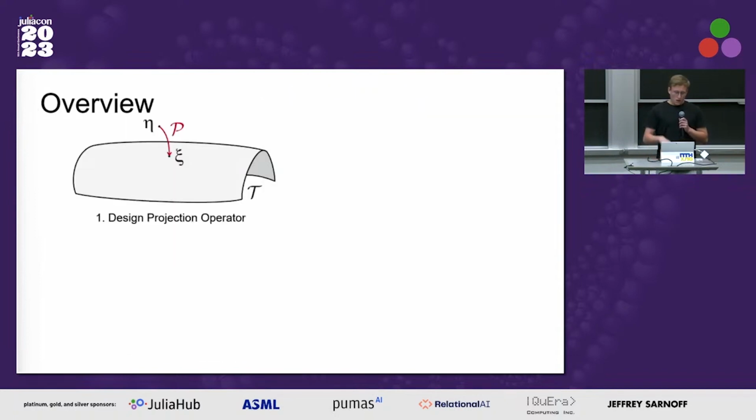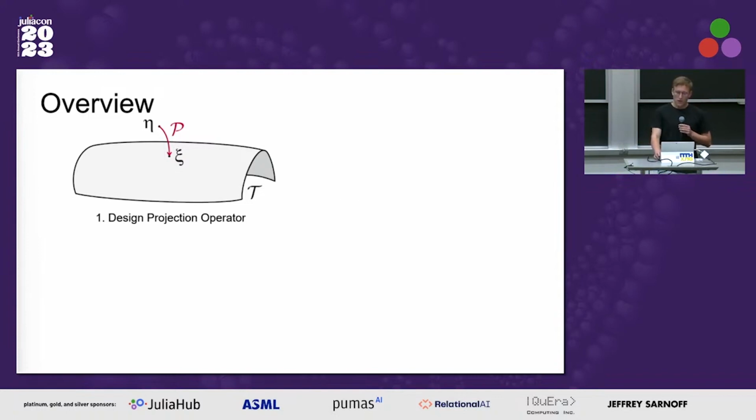So, an overview of how the PRONTO algorithm works. Step one, we design a projection operator that can take arbitrary state and input curves and map them onto the trajectory manifold that we are interested in.